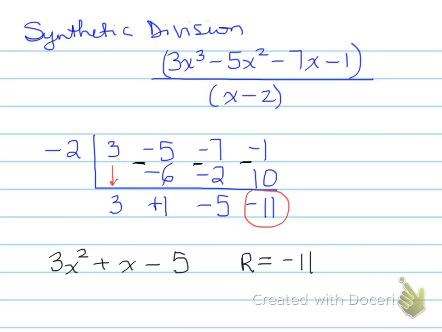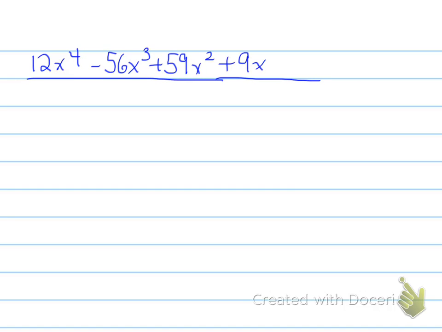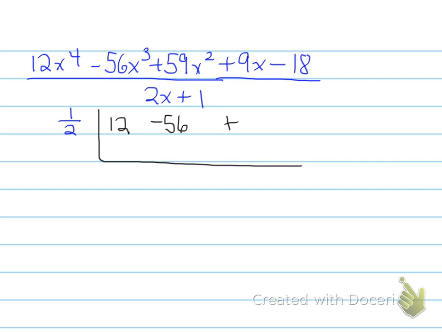Alright, here we go. With synthetic division, let's look at another problem. 12x to the 4 minus 56x cubed plus 59x squared plus 9x minus 18 divided by 2x plus 1. So here, our factor that we're going to use, remember, not the root but the factor, is going to be 1 over 2. Now this particular problem, I highly urge you to use long division to divide this.